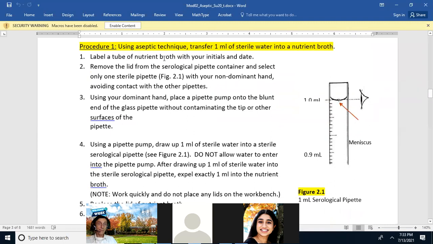When you're doing procedure 1, read through it here. You're going to be measuring the water in a pipette and then putting 1 ml of water into sterile media. And in theory, the water is sterile and the pipette is sterile.